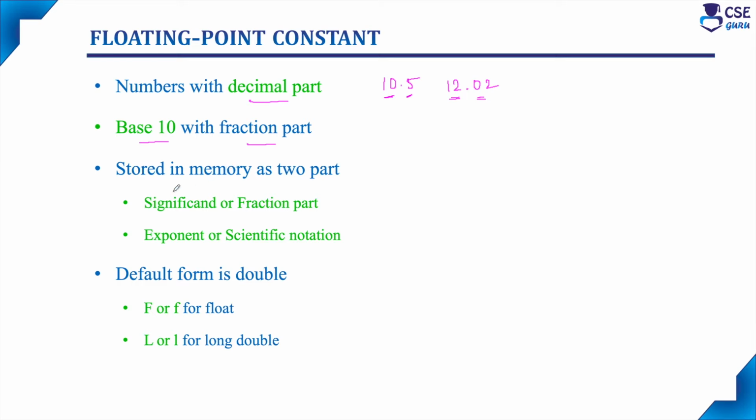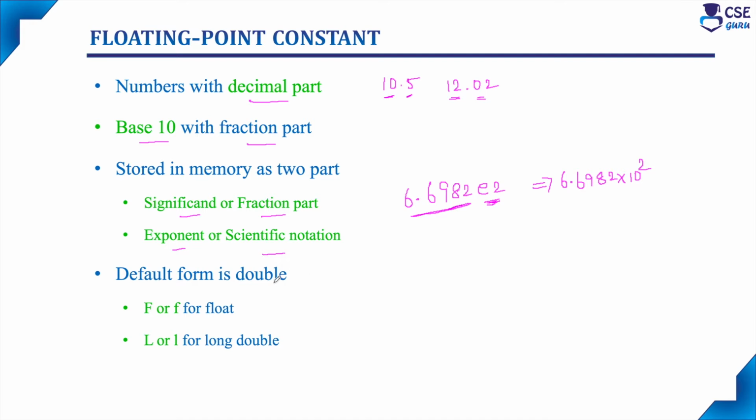And this floating point constant will be stored in memory as two parts. One is significant or fraction part and another one is exponent or scientific notation. So for example, if you are considering 6.6982 E2, this is the significant or fraction part and this is the exponent or the scientific notation. So this we can write as 6.6982 into 10 power 2. So this is the significant part and this is the exponent part.